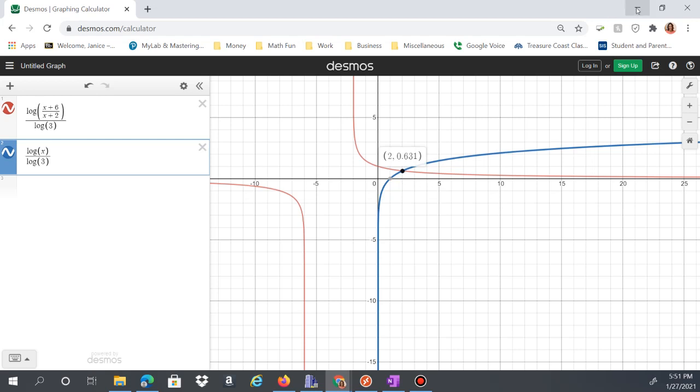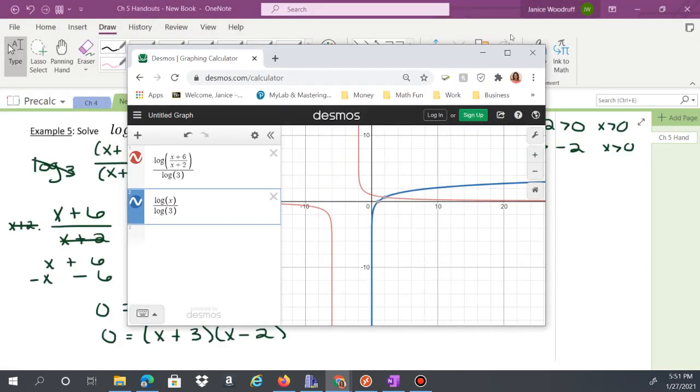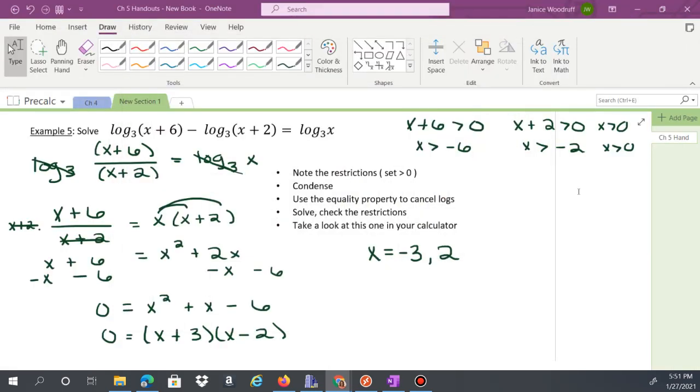So when I'm noting my restrictions, I want the highest number. Okay, so you would just find the one furthest to the right on this side. Okay, so I would say x has to be greater than 0 for me to keep it, which means negative 3 is not greater than 0. So that guy gets thrown out. So my answer is just x equals 2.